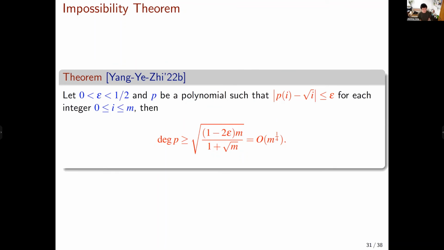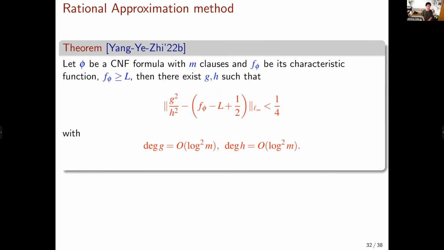So we cannot remove the lower bound of alpha, but we can improve the lower bound, but we cannot remove it. So we may ask about the rational case.